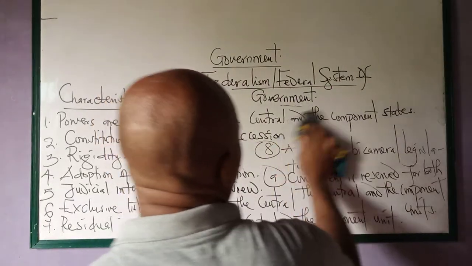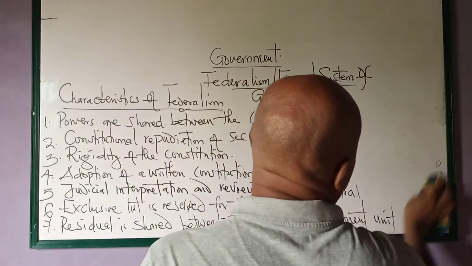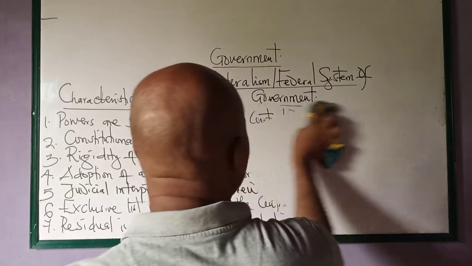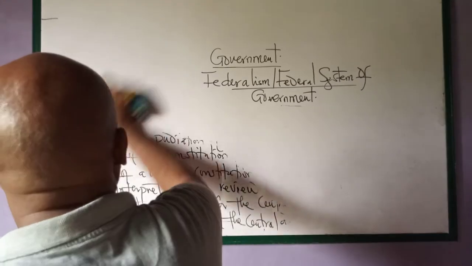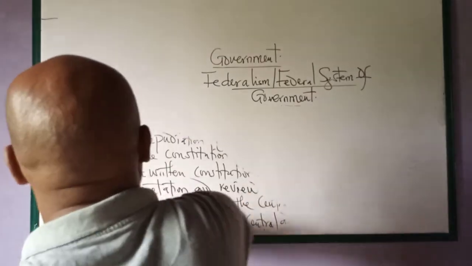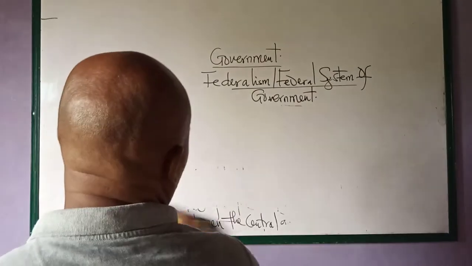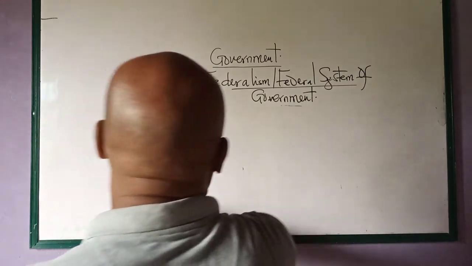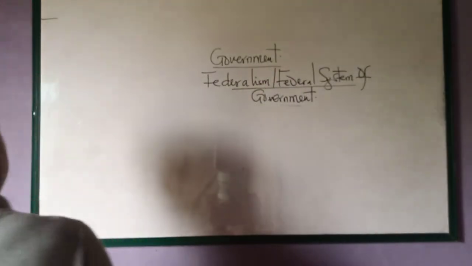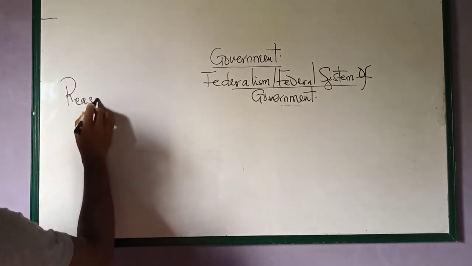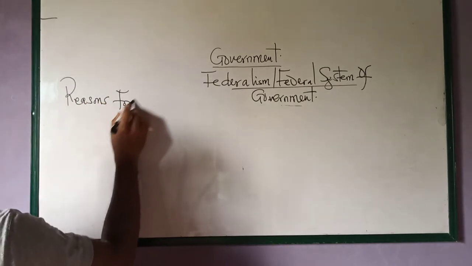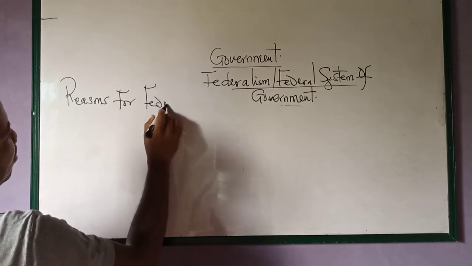Now let us quickly look at what we call reasons for federal system of government. Reasons for federal system of government. So what are the reasons? Number one, reasons for federalism.